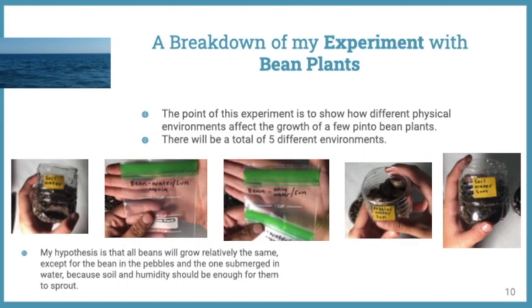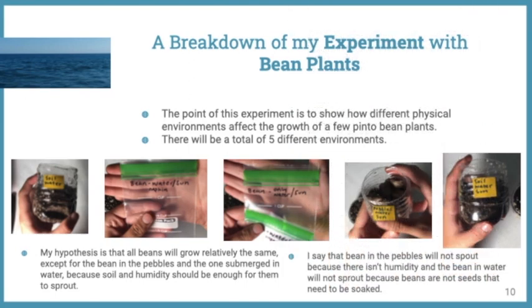My hypothesis is that all beans will grow relatively the same, except for the bean in the pebbles and the one submerged in water. These two, because soil and humidity should be enough for them to sprout. I say that the bean in the pebbles will not sprout because there isn't enough humidity, and the bean in water will not sprout because beans are seeds that are not supposed to be soaked, and that bean will be submerged.